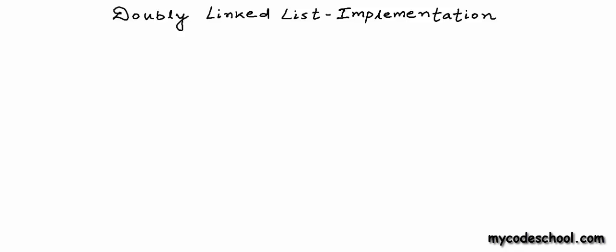In our previous lesson, we saw what doubly linked lists are. Now in this lesson, we are going to implement a doubly linked list in C. We are going to write simple operations like insertion, traversal, and deletion.